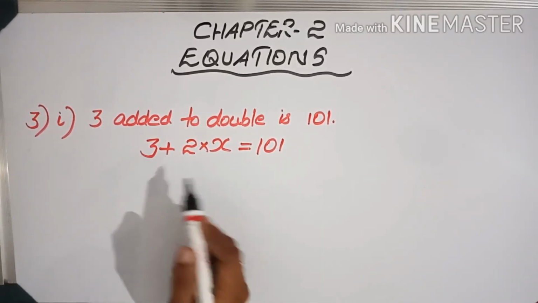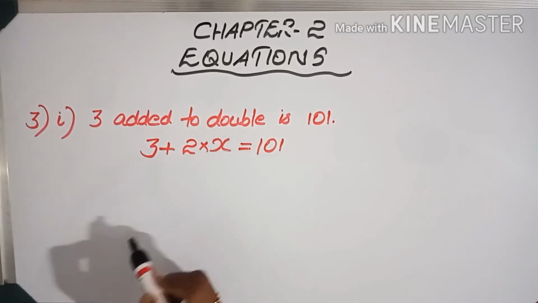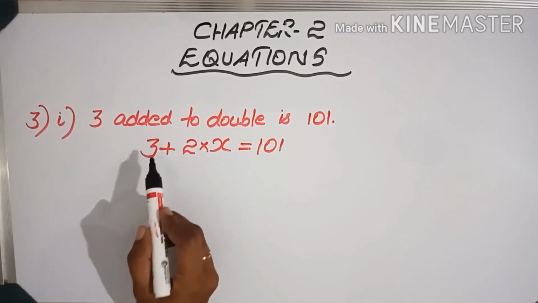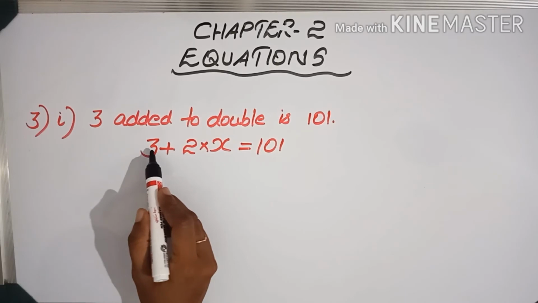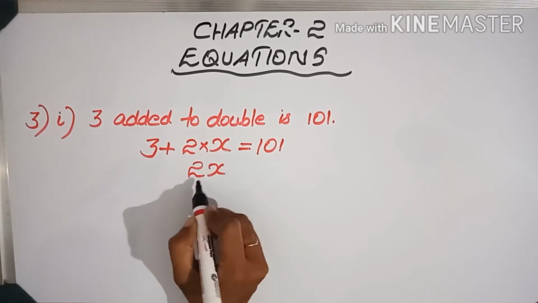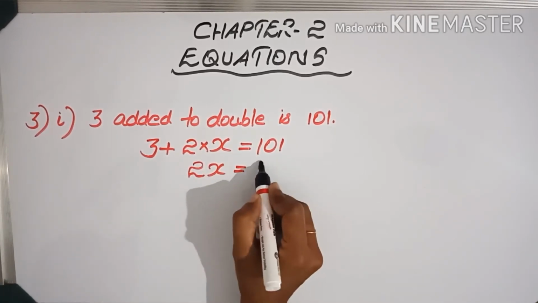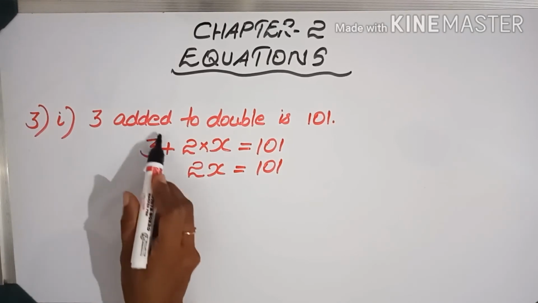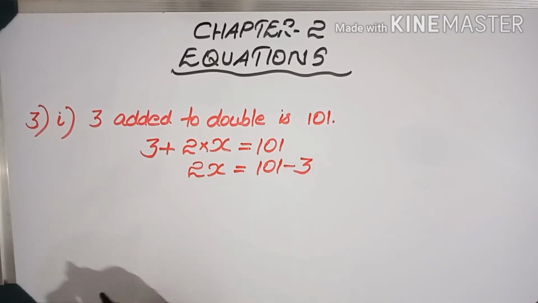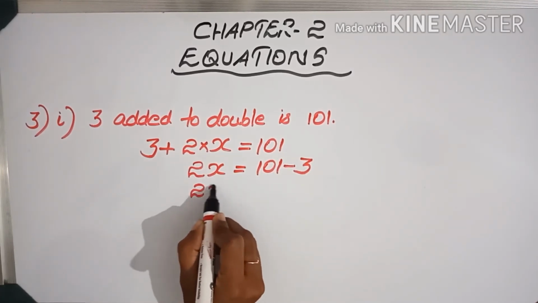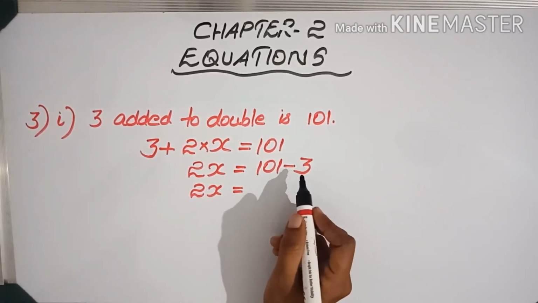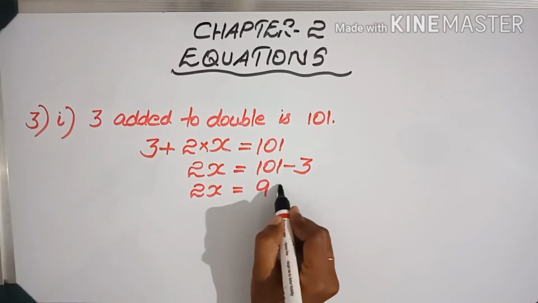So one by one let's take to the next step. We need only x here. First, moving the 2 is not possible. Let's start from the simple numbers. So let's move this 3 to this side first. Here the remaining will be 2 into x, which is 2x. This is equal to 101 plus 3. 3 is a positive number, so plus 3 coming to this side will be minus 3. So 2x will be equal to 101 minus 3. What is 101 minus 3? It is 98.